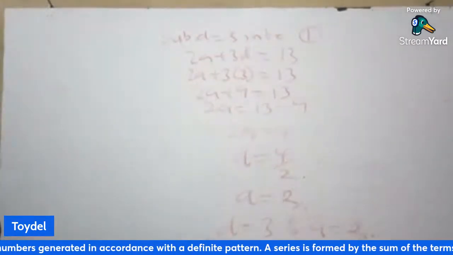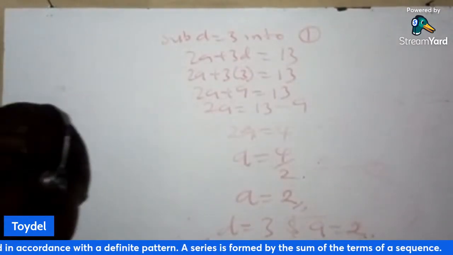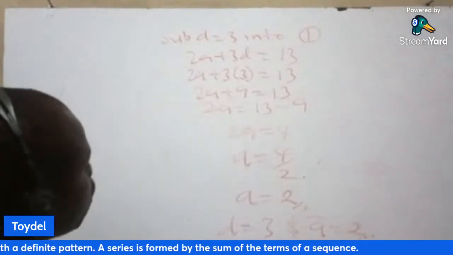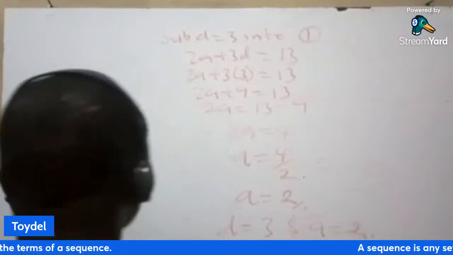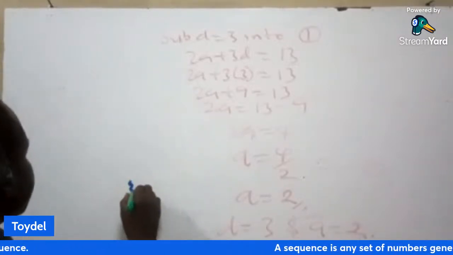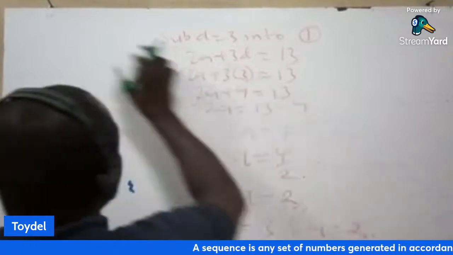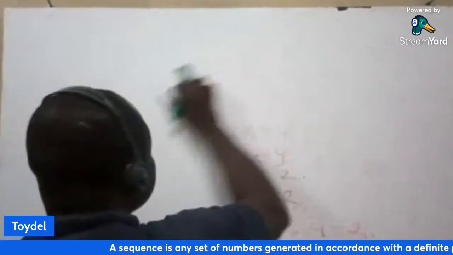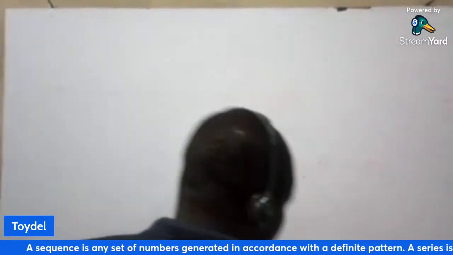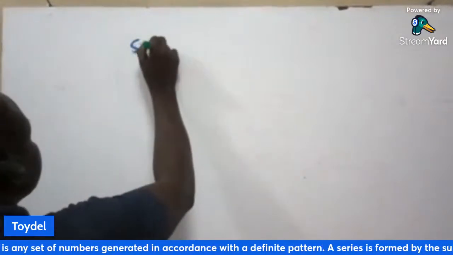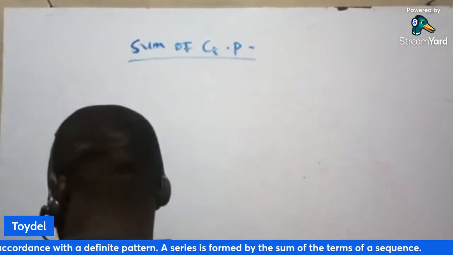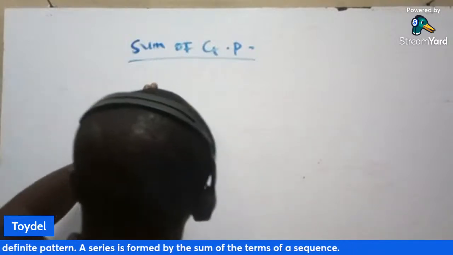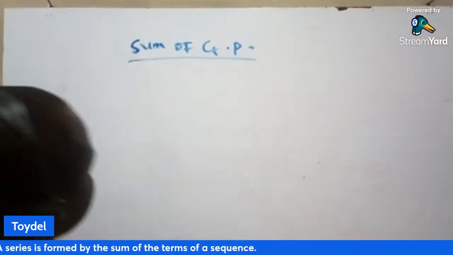So the last concept that we discuss for today is the sum of geometric progression. In this case, there are three formulas that we use under the sum of geometric progression.